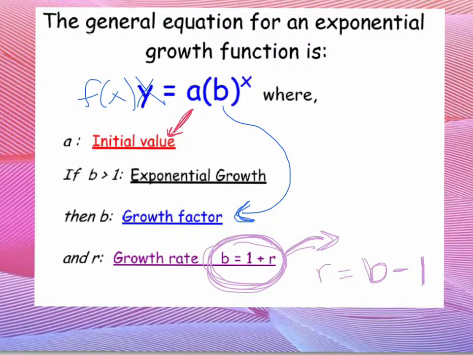Okay, let's go ahead and recap again. A is your initial value. If b is greater than 1, you have exponential growth. Your growth factor is inside the parentheses, and your growth rate is going to be that number inside the parentheses minus 1. That will give you your growth rate.